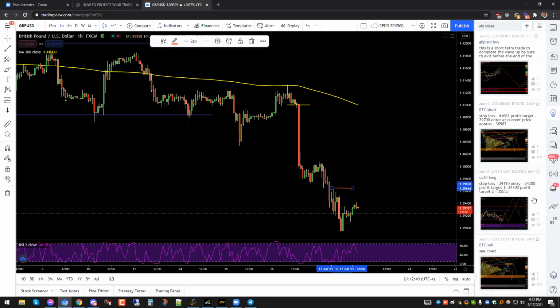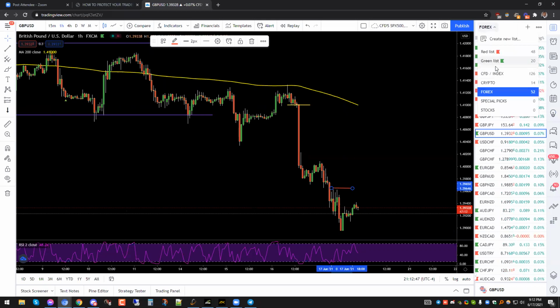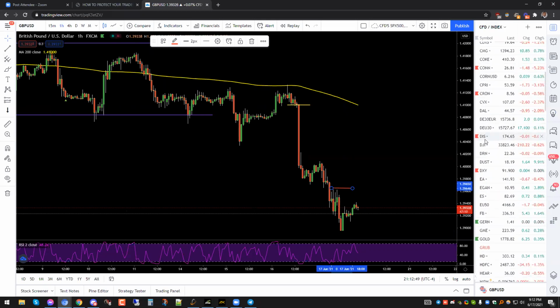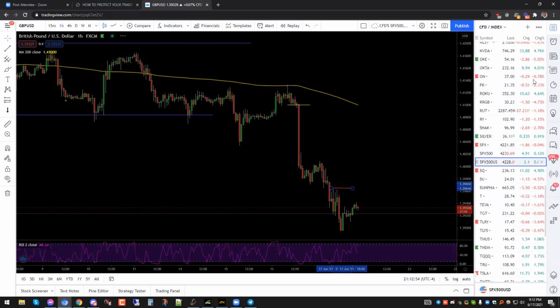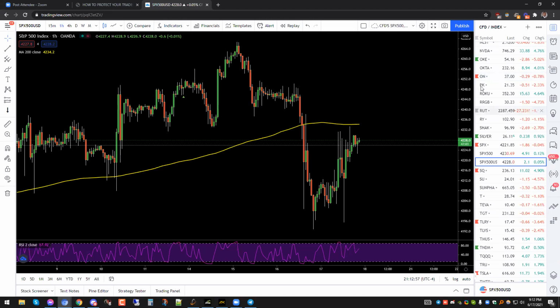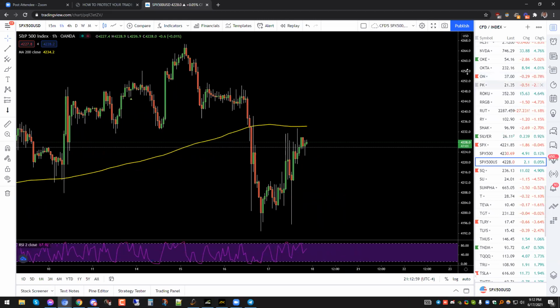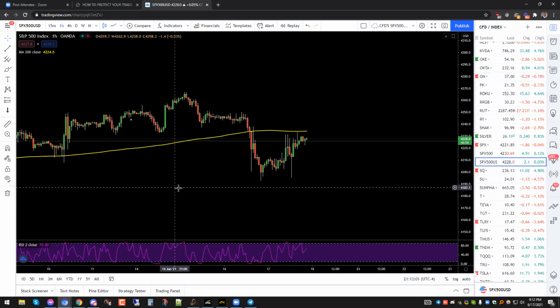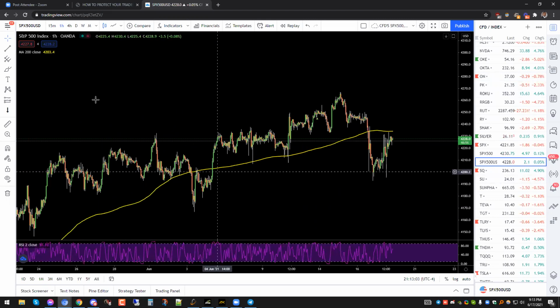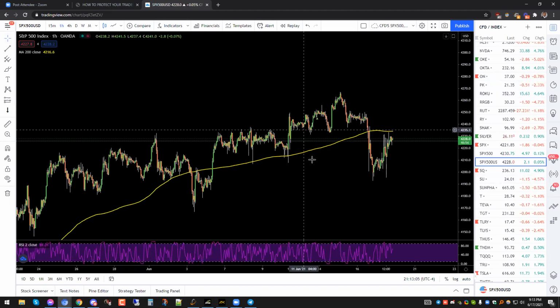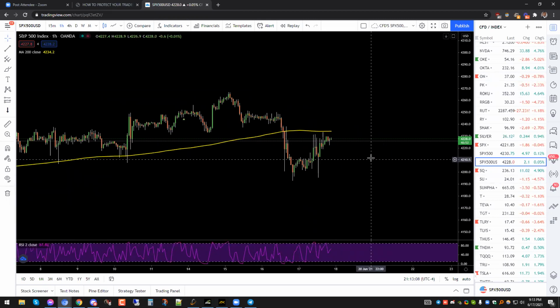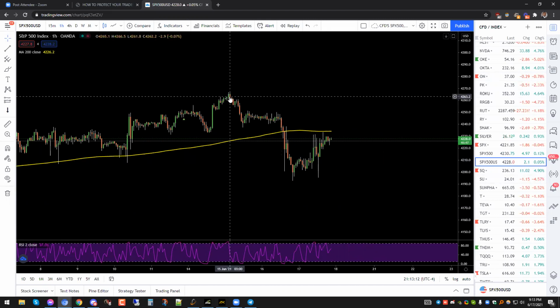All right, let's take a look at something else. S&P 500. Okay, let's see here. Okay, so this is S&P 500. We are on the 1 hour time frame. Okay, so not to go too far back into the price, let's see here.